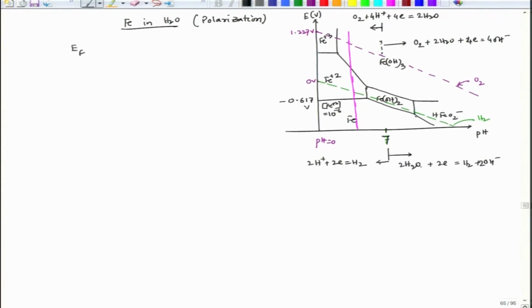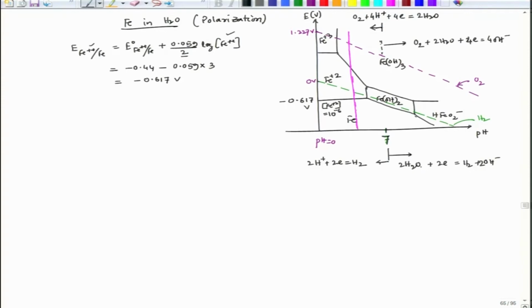I can find out E of Fe2+/Fe equal to E naught of Fe2+/Fe plus 0.0592 over n, where n is 2 here, times log of the Fe2+ ion concentration. So, this is minus 0.44, and this becomes 0.059 into 3 because this is 10 to the minus 6, so there is a 2 here. Then it becomes minus 0.617 volt.